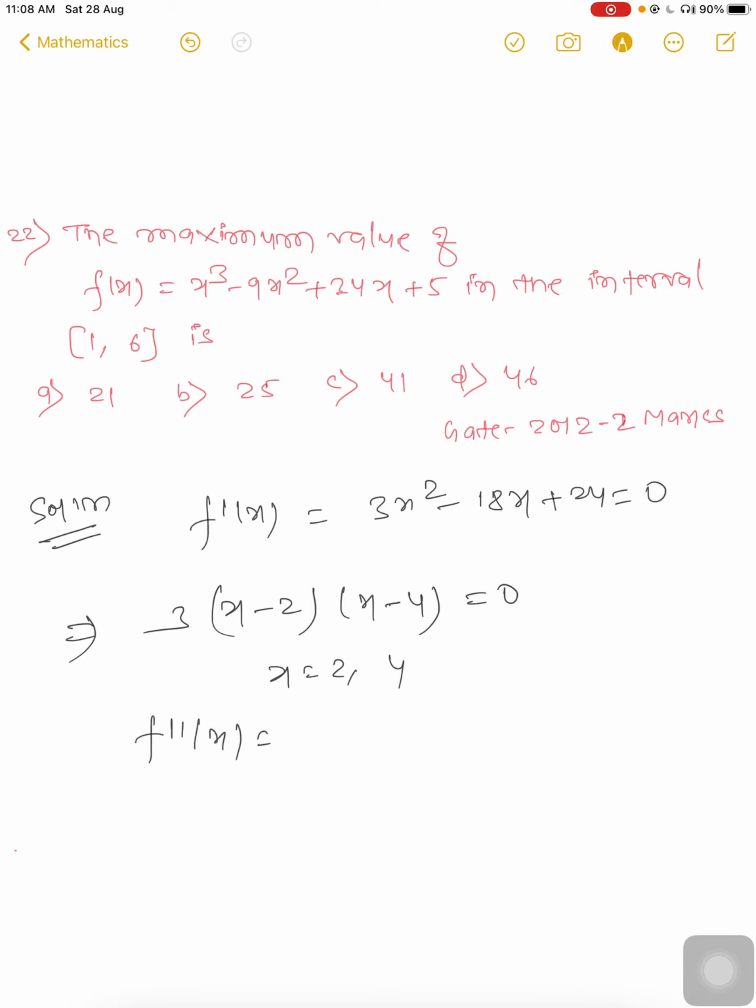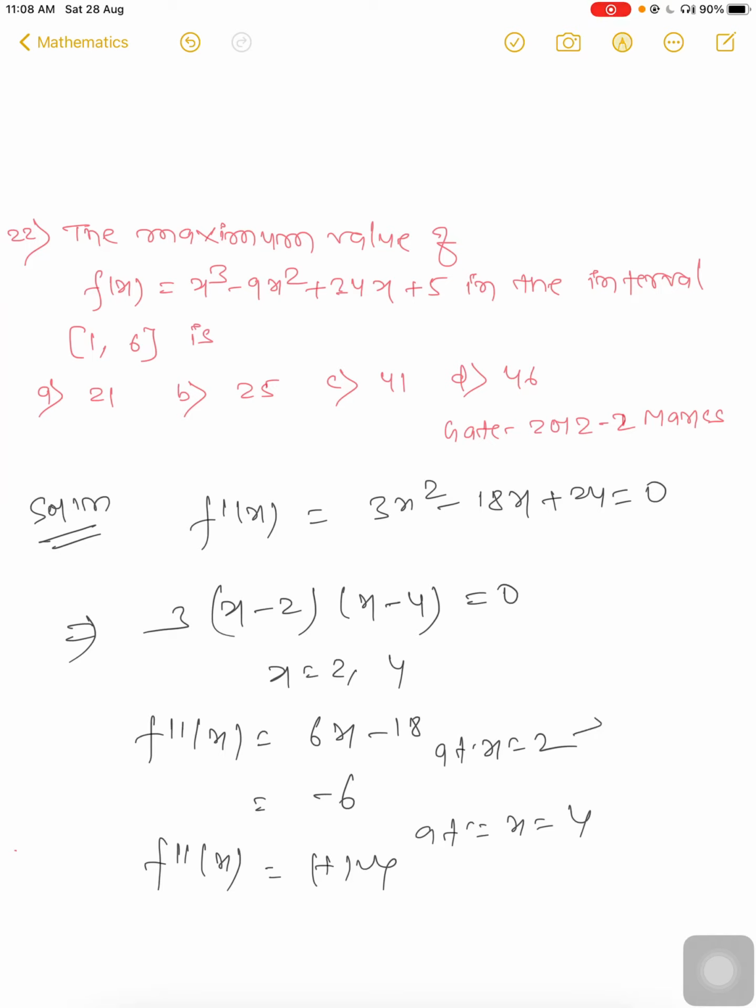Now take the double differentiation. f''(x) is equal to 6x minus 18. When you put x equal to 2 in f''(x), it will be minus 6. And as well as x equal to 4, it is positive. So you have to check whether this one is the local maximum or minimum.